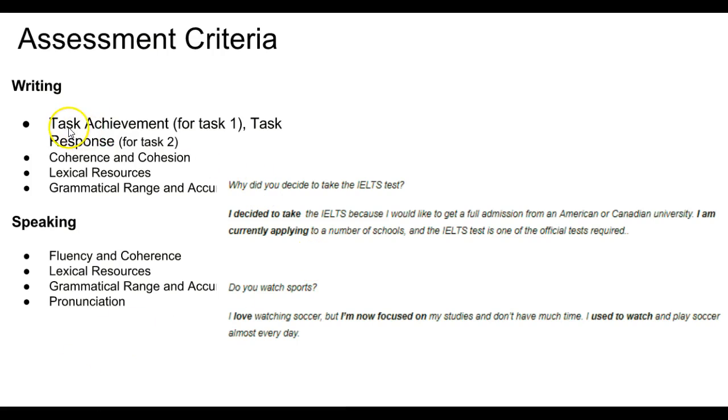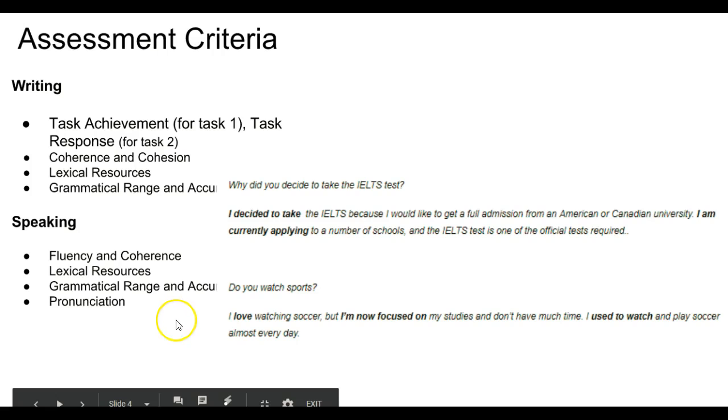So for each one, you'll get a band score of 9, and then the total or the average is going to be your band score for the writing. And the same for speaking, 9 for each one, and the average is going to be your band score out of 9.